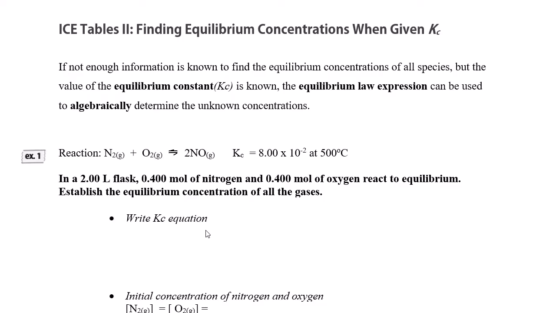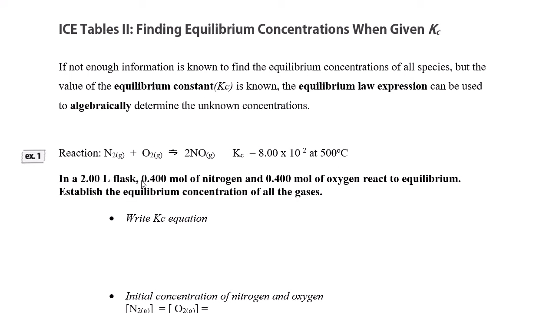Here's another ICE table that's a little bit trickier. So let's break it down. We're going to have to use the equilibrium law expression and substitute in x's to algebraically determine the unknowns. So here's my reaction. Nitrogen and oxygen react to produce nitrogen monoxide. I've got the Kc value, the equilibrium constant value at a temperature. And so here's the problem.